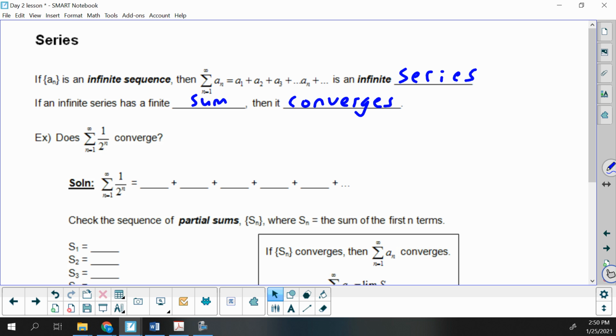So if we keep adding terms and the sum looks like it's getting closer and closer to something, then we would say it converges. So in this first instance, we've got the summation from 1 to infinity of 1 over 2 to the n. Well, let's write out a couple terms. If you're ever stuck in this unit, a good thing you can do is start writing out a few terms.